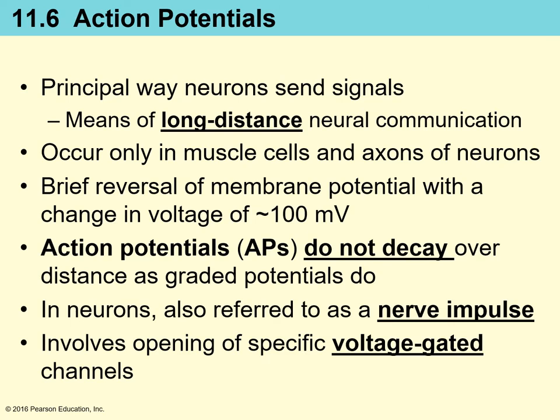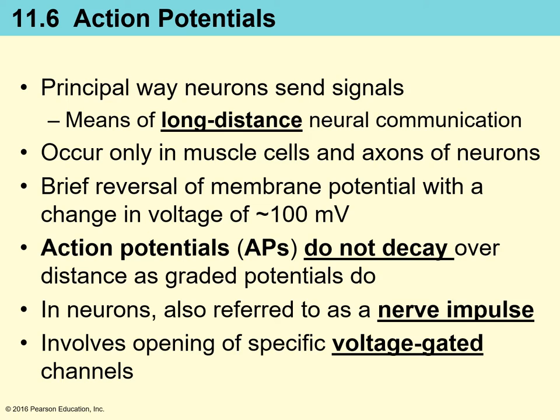Now, an action potential, this is the way a neuron is going to send a signal from one neuron to another, because it can travel a much longer distance. Action potentials we do see in muscle cells as well as along the axon of neurons, and that's usually it. It will go over a longer distance, so the entire length of the axon.